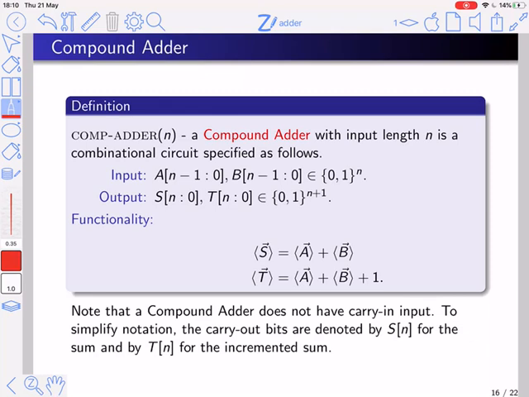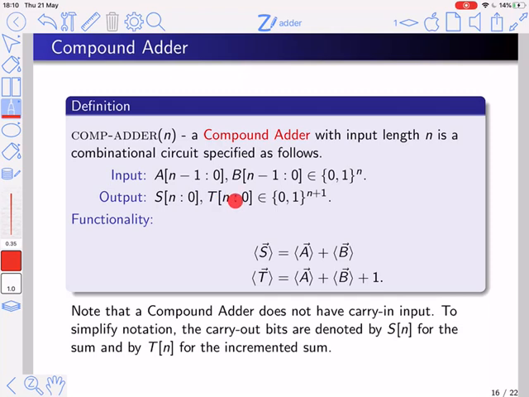Let's continue with another adder. This adder is a very interesting adder. It's called a compound adder. It is a little bit different than a standard adder because it does not have a carry-in bit. It has only two add-ins, A and B, but it has two outputs, S and T.